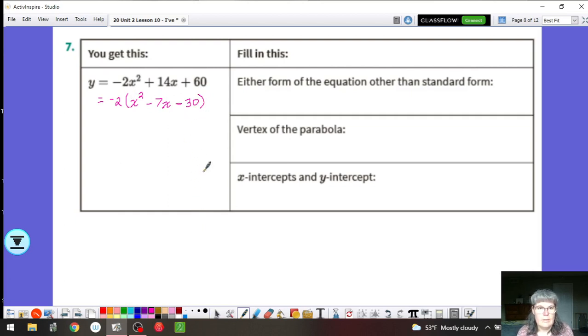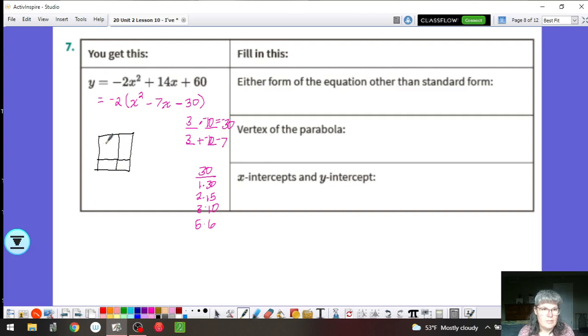So because we have a 1x squared, we want to find what multiplies to give us -30 that will add to give us -7. We're looking at that b value in the parentheses. Factors of 30 are 1 and 30, 2 and 15, 3 and 10, 5 and 6. Well, I know if I have 3 with a -10, I can get -7, and 3 times -10 will give me -30.